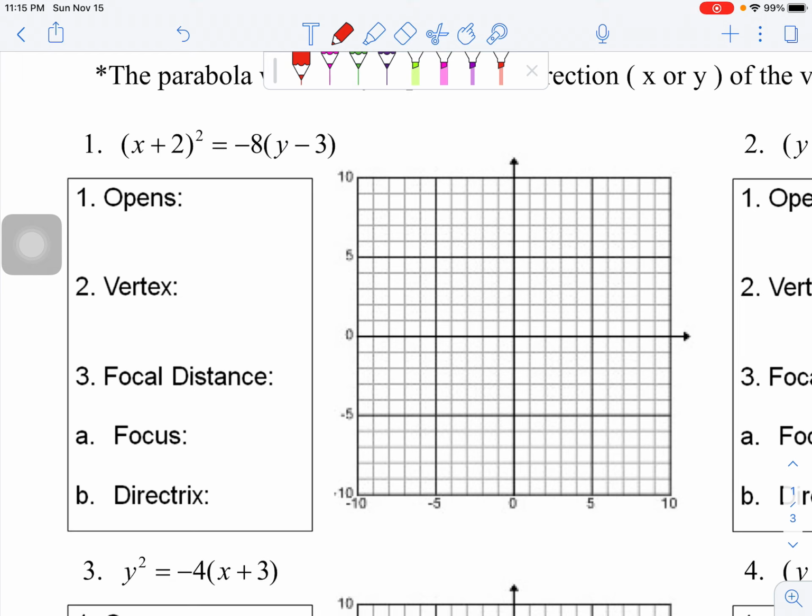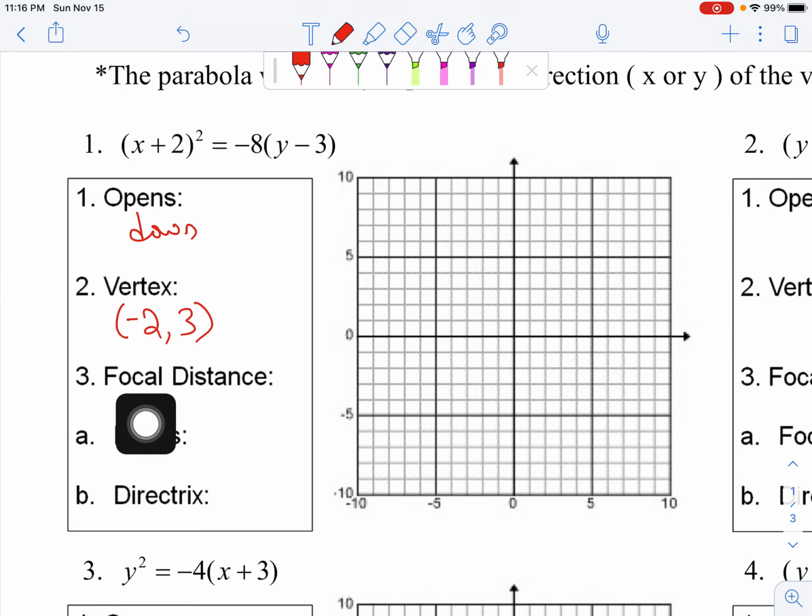So things I notice, we've got x squared and we have a negative 4p value. That means that we are going to be opening down, okay? Your vertex is going to be the number attached to x, but remember it's opposite. So your h value is -2, your k value is what's attached to y here, but again, opposite value, so +3.